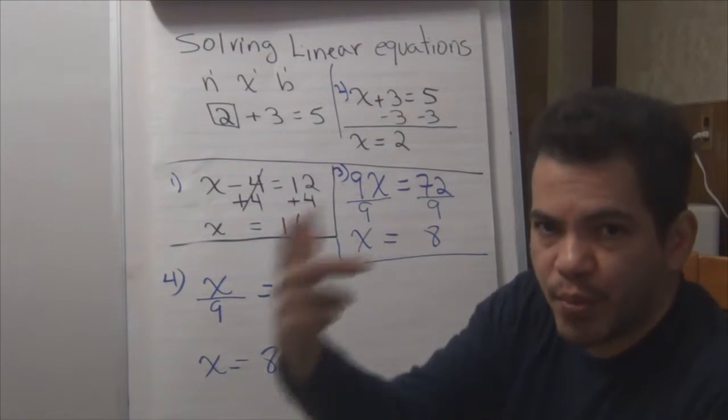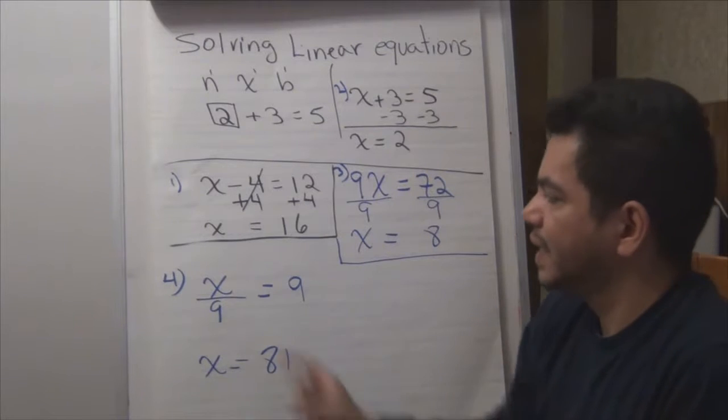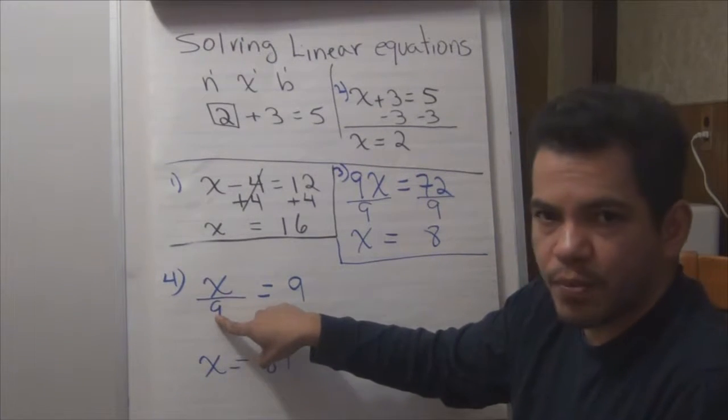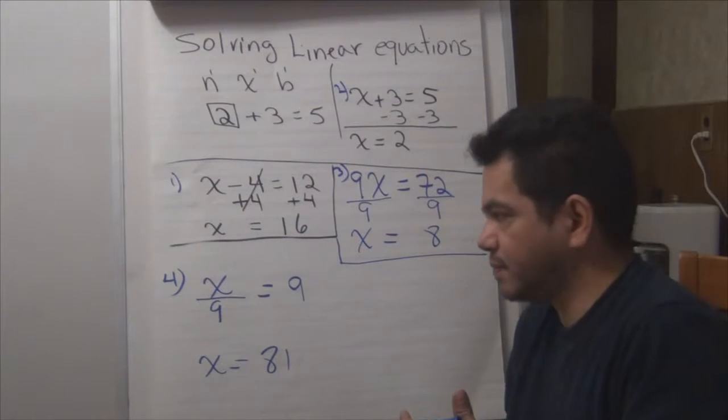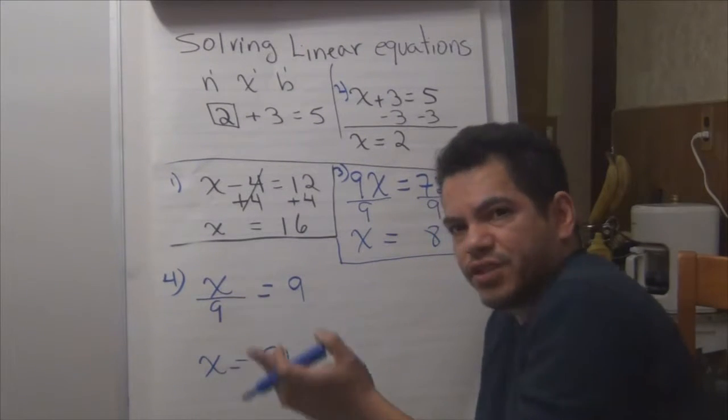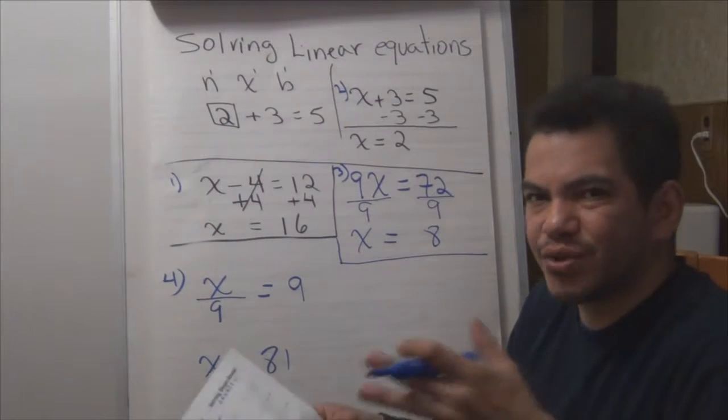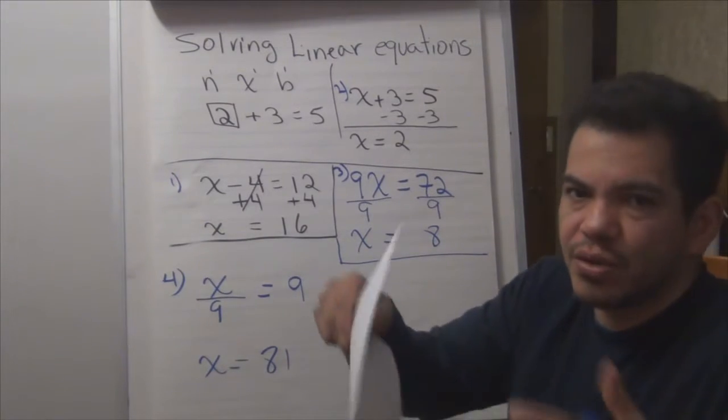But now the algebraic way of doing this is the following. So I have a division by 9, so I have to undo that division. How do I undo a division? With multiplication. How do I undo a subtraction? With addition. And addition with subtraction.